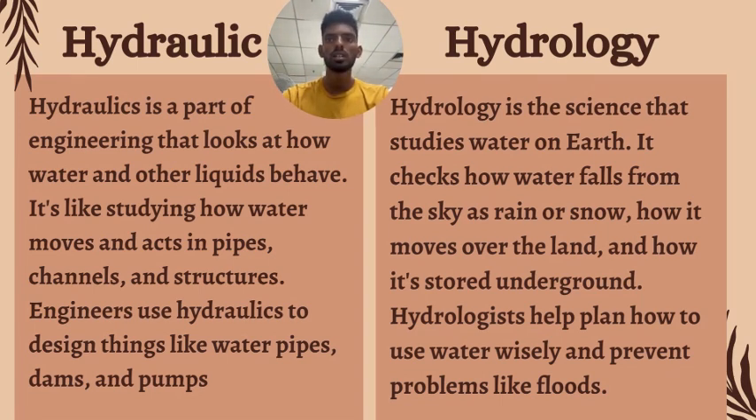Civil engineering uses hydraulics and hydrology to build and plan things related to water. They design systems to control water flow, like pipes and dams, and figure out how water moves over the ground. These fields help make sure we have enough water for our needs and protect us from water-related issues.